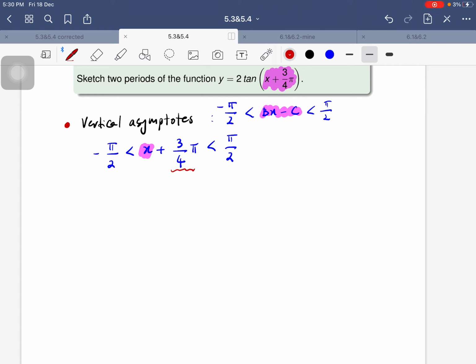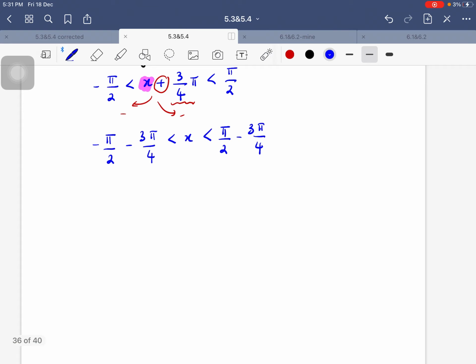We don't need 3/4 pi, so we are going to bring that to the right and also to the left. Because of the plus right here, when we bring this to the right and to the left, of course it's going to be a minus operation. So therefore I'm going to end up with something like this: negative pi over 2 minus 3 pi over 4, and then x in the middle by itself, which is what we wanted, and then pi over 2 again minus 3 pi over 4. This is an inequality, so instead of an equal sign, we have less than and greater than.